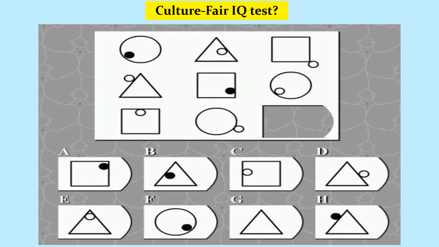Here's another item from a culture fair IQ test. By the way, is it really fair to every culture to use geometric shapes? Probably not. But look at this problem, and you'll see what's missing is a triangle with a black dot on the inside. So the answer is B.